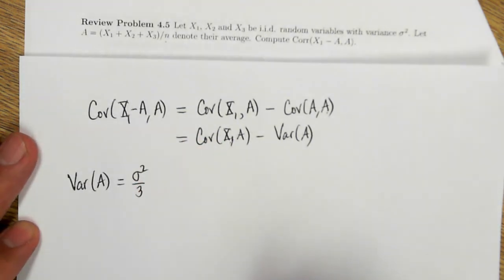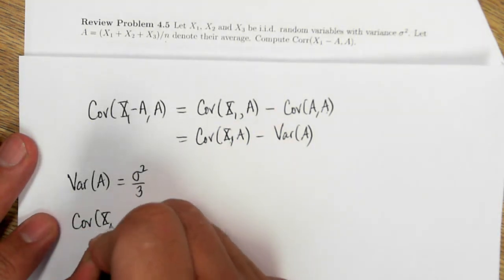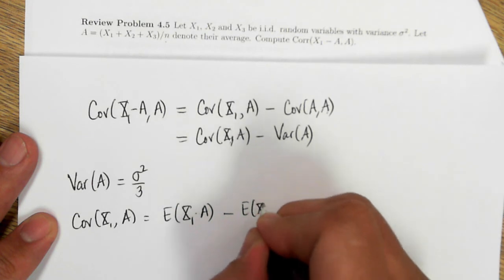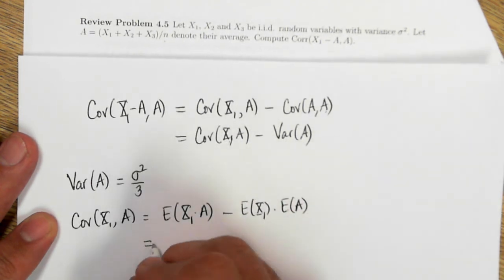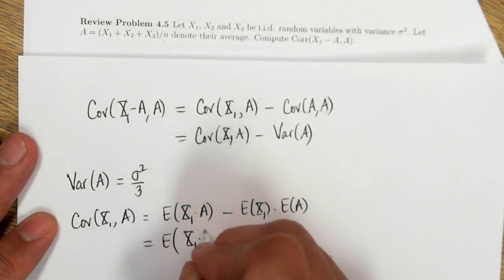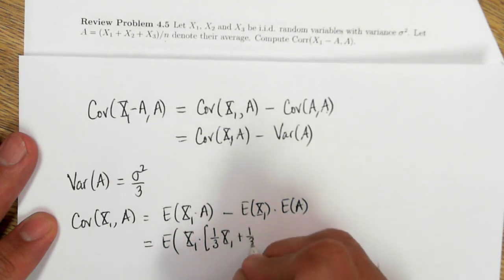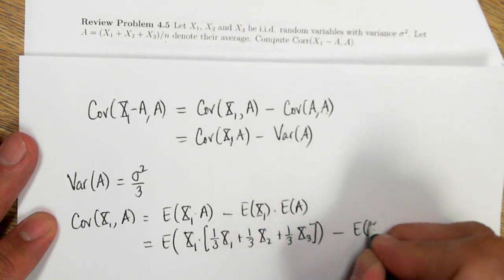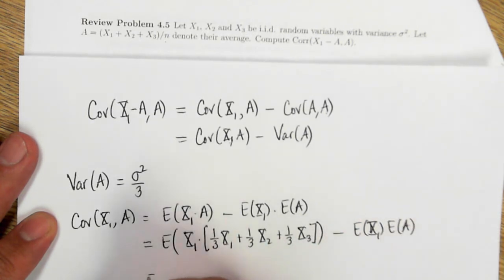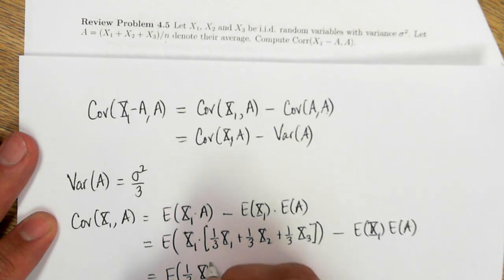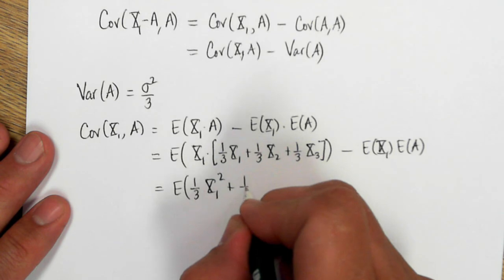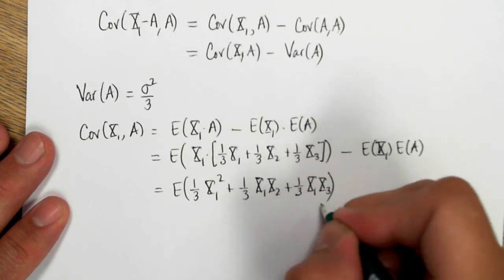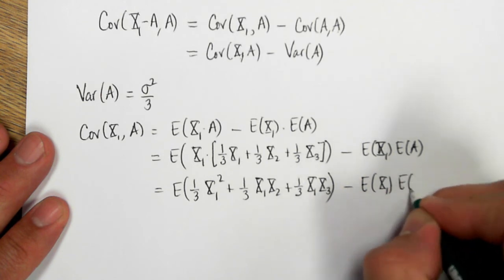Okay, now let's look at the second part. The covariance of x1 and a is equal to the expected value of x1 times a minus the expected value of x1 times the expected value of a. So that's the expected value of x1 times 1 third x1 plus 1 third x2 plus 1 third x3, minus the expected value of x1 times the expected value of a. So the expected value of 1 third x1 squared plus 1 third x1 x2 plus 1 third x1 x3, minus the expected value of x1 times the expected value of a.